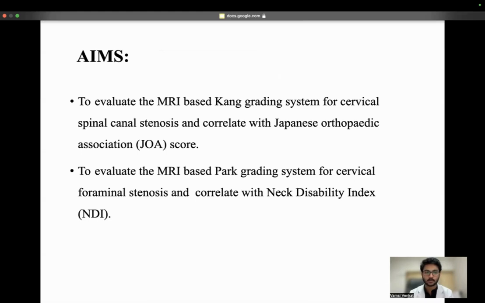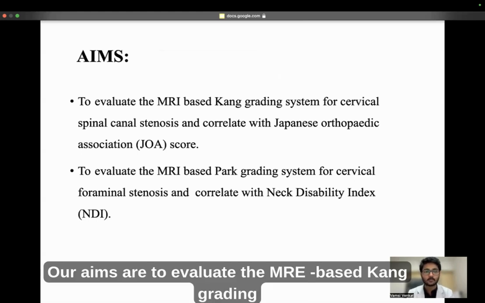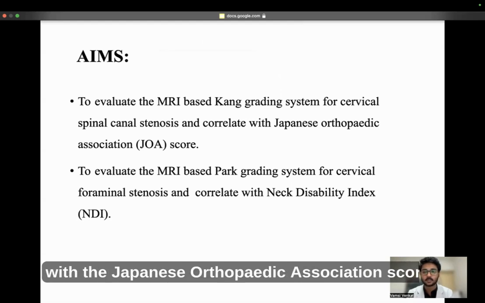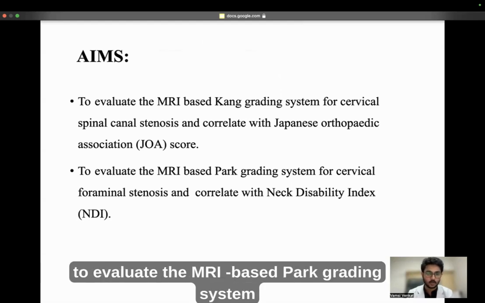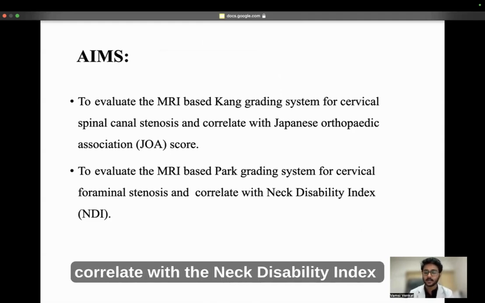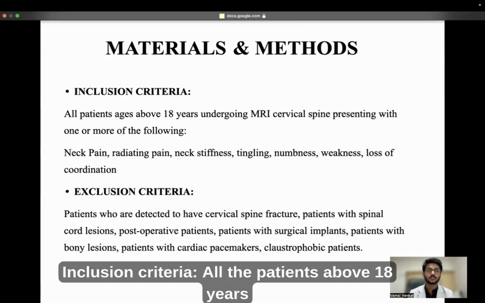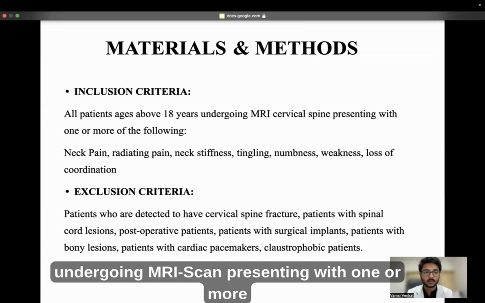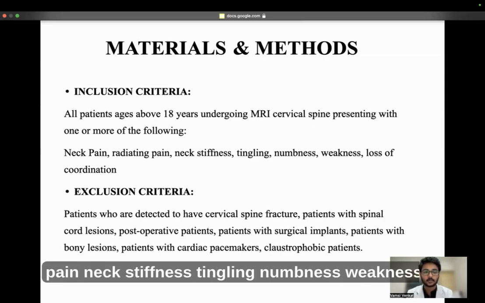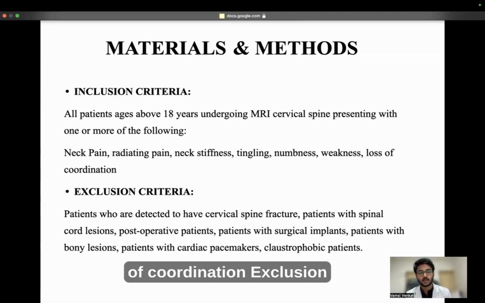clinical assessment tools. Our aims are to evaluate the MRI-based Kang grading system for cervical spinal canal stenosis and correlate with the Japanese Orthopedic Association score, and to evaluate the MRI-based PARC grading system for cervical foraminal stenosis and correlate with the neck disability index. Inclusion criteria: all patients above 18 years undergoing MRI C-spine presenting with one or more of the following: neck pain, radiating pain, neck stiffness, tingling, numbness, weakness, loss of coordination.